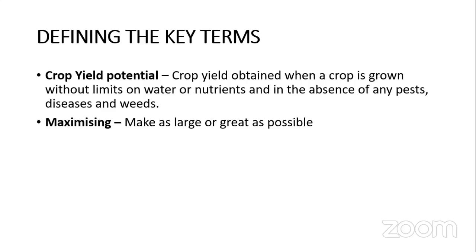Then you move on to look at maximizing. To maximize is to make as large or great as possible. So in terms of our crop yield potential, if we are maximizing, we are employing the best strategies and good agricultural practices so that we can get the best possible and the greatest possible yields.